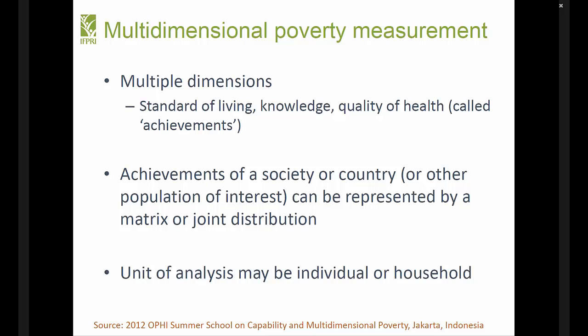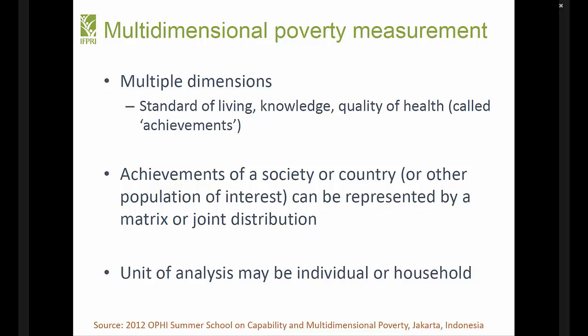So in the multidimensional poverty index that OPHI has developed, they look at multiple dimensions representing the standard of living, which is generally what the current unidimensional poverty measures use. Level of knowledge, so this is like education levels, and then quality of health. So they have some indicator around health or sanitation, that sort of thing. And so you have three dimensions of achievements instead of just the one. And the problem is, how do you then augment or change those poverty indices such that they would reflect all of these? Okay, so that's the thing.